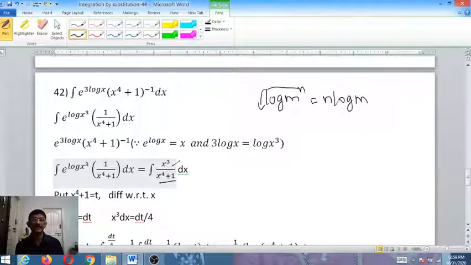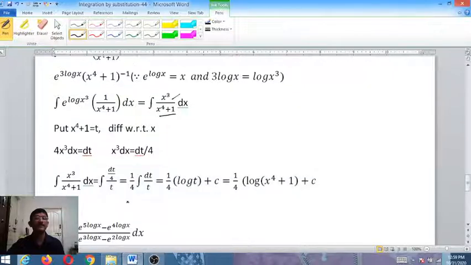We see that whenever you differentiate x power 4, you will get the x cube term. So you take x power 4 plus 1 equals t, differentiate with respect to x. What is the derivative of x to the power of 4? 4x cube dx equals dt. X cube dx is dt by 4 in the numerator. The denominator x power 4 plus 1 is t. 1 by 4 is taken out. dt by t gives 1 by 4 into log of mod t plus c, so 1 by 4 into log of modulus of x to the power of 4 plus 1 plus c.